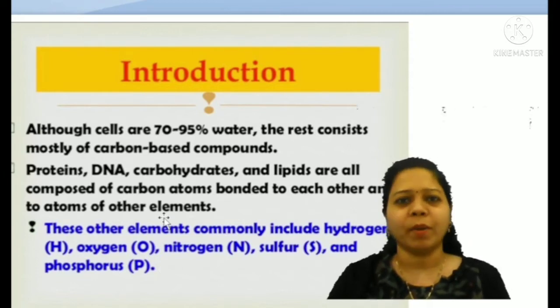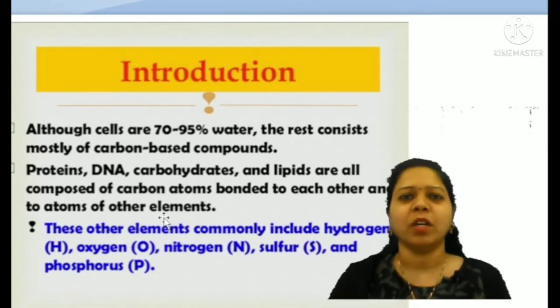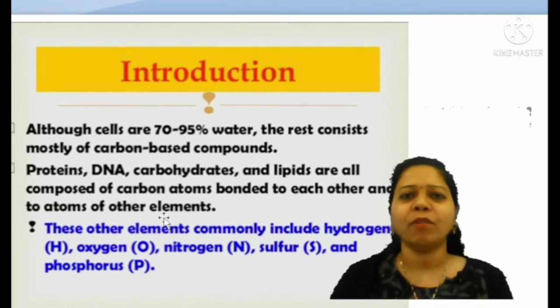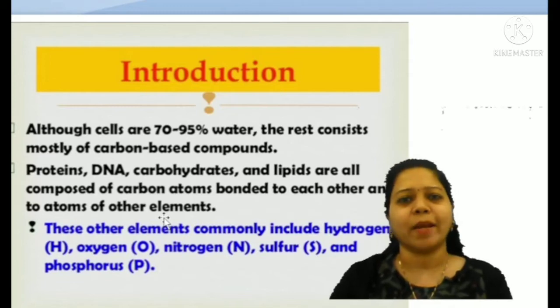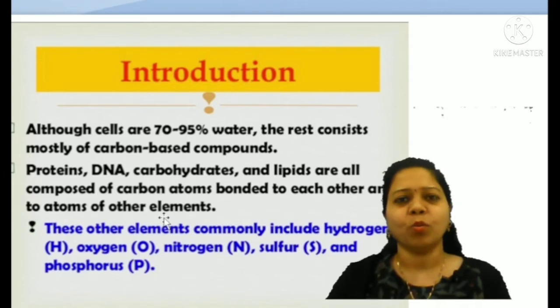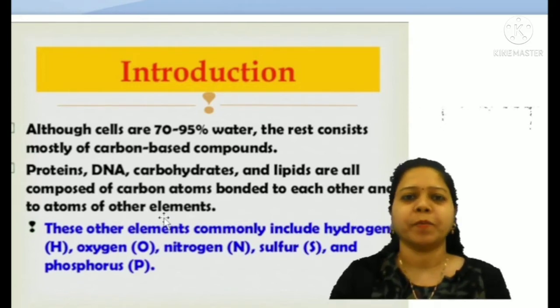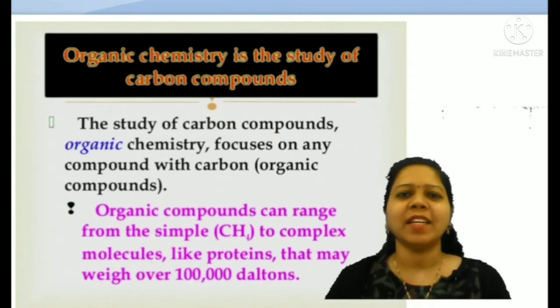But not only carbon alone, carbon is combined with other elements also. For example, with nitrogen, with sulfur, with hydrogen and phosphorus. In this way, by combining with other elements, it forms different types of compounds. So most of the part of living cells is made up of water and the remaining part is of carbon only. Next, that is organic chemistry.